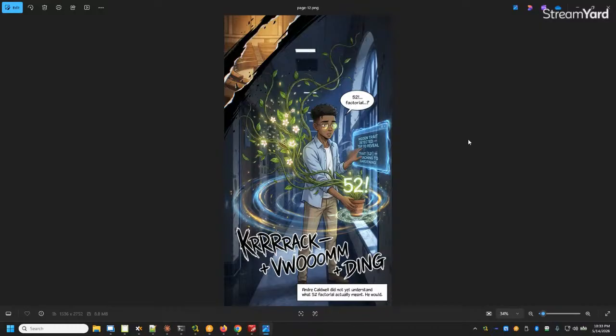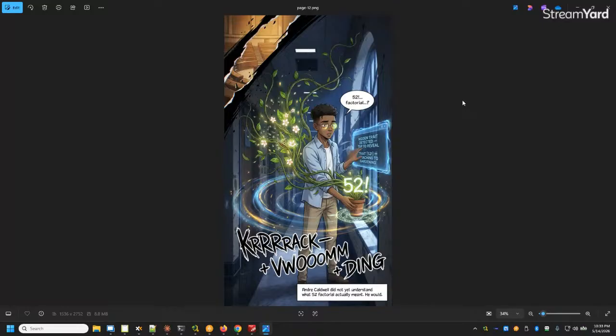this 52 factorial trait, he can apply to anything, right? Plant growth, stats, strength. But the problem is that you have to take the negative with the positive. So if you apply 52 factorial to strength, and you punch something, you could break the entire planet, right? And you don't want to break the planet, right? Now, if you apply it to plant growth, then now you have insta growth, right?